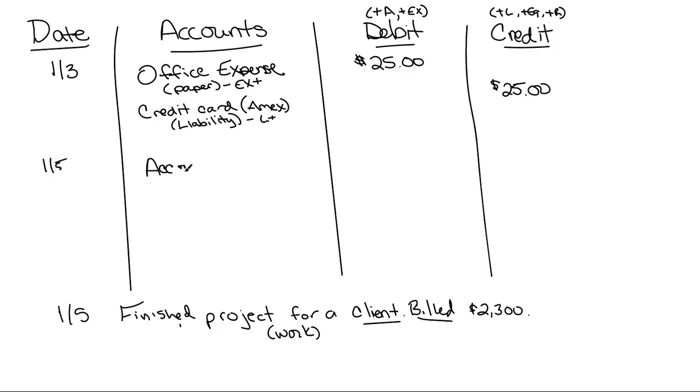Okay, and how do I know that? Because accounts receivable, make sure that O shows up there. Accounts receivable is amounts that my clients owe me. Okay, accounts receivable.